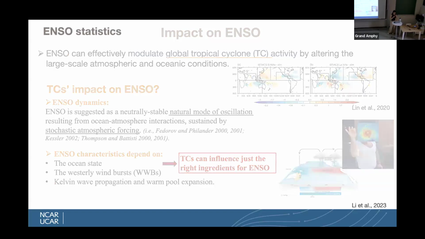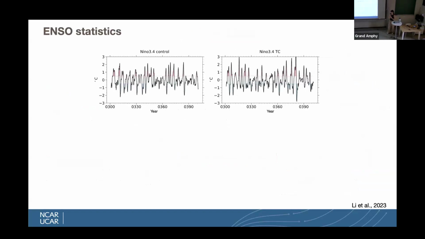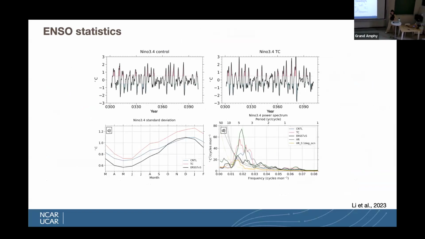So we take a look at El Nino in our model in the same simulation. These are the Nino 3.4 time series. On the left is the control, on the right is the TC run. Just by eyeballing, you may see that the El Nino magnitude may be a little stronger, but that's the first glance. And then we take a look at the seasonal cycle of Nino 3.4 standard deviation.